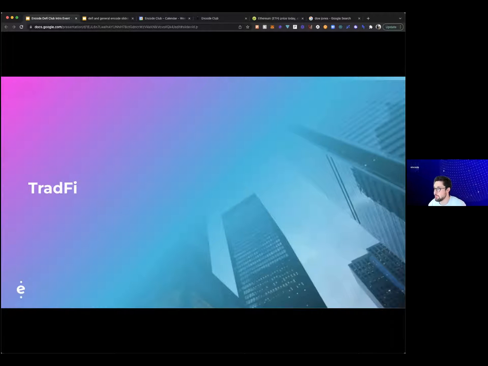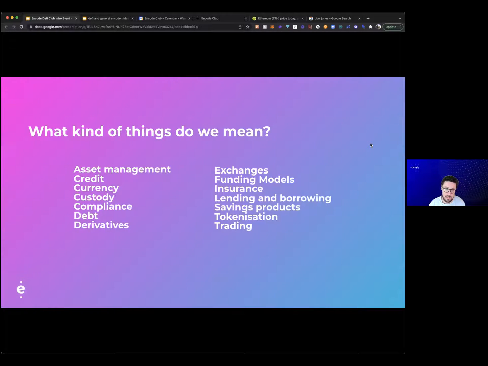Specifically, it's just the full set of normal finance: banks, more modern retail stuff, the stuff that Morgan Stanley, JP Morgan, Credit Suisse, Deutsche all do. And we mean basically this set of things when we talk about traditional finance: asset management, credit, currency, custody, compliance, debt, derivatives, exchanges, funding, models, insurance, lending and borrowing, savings products, tokenization, trading.